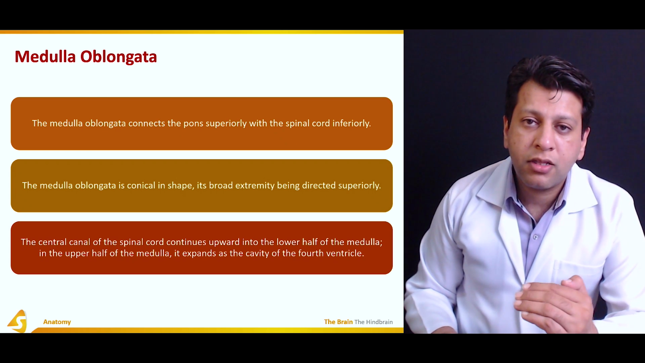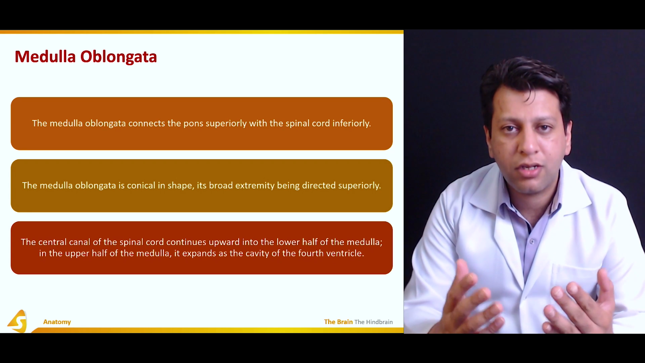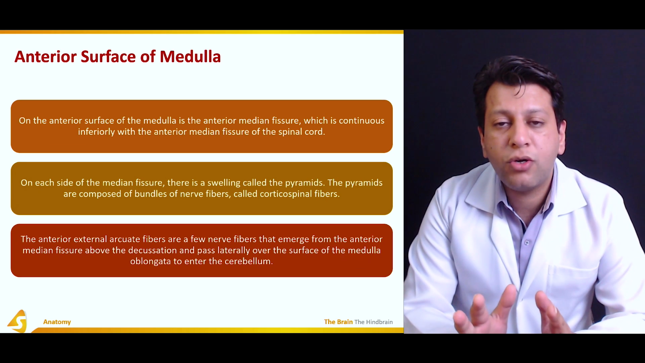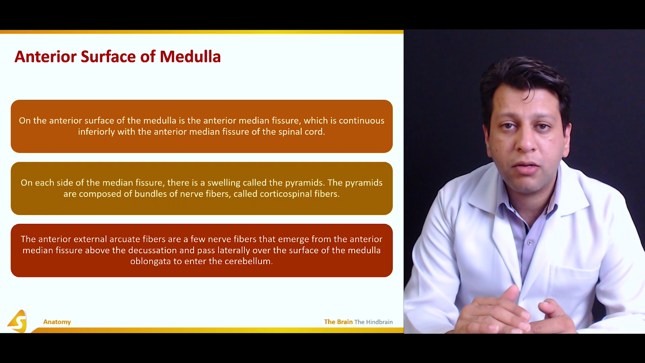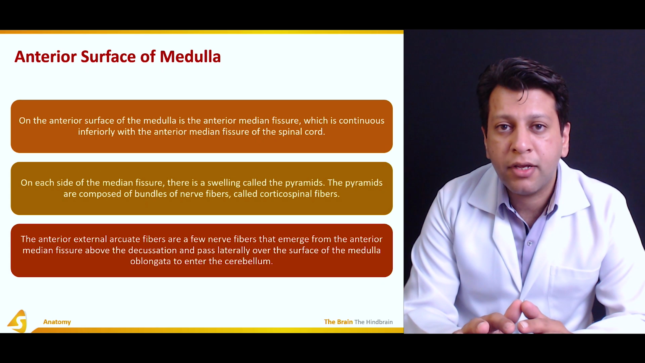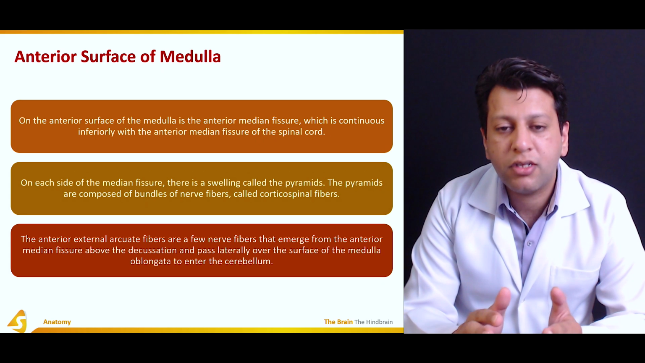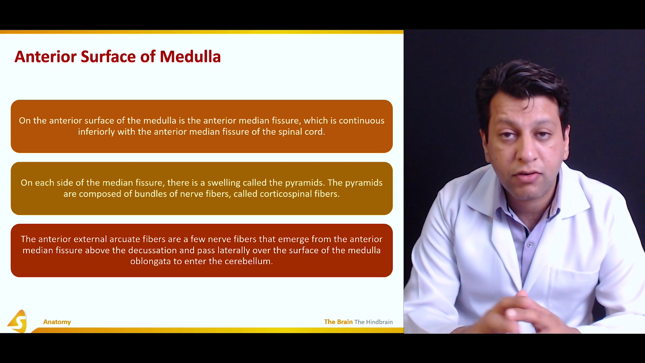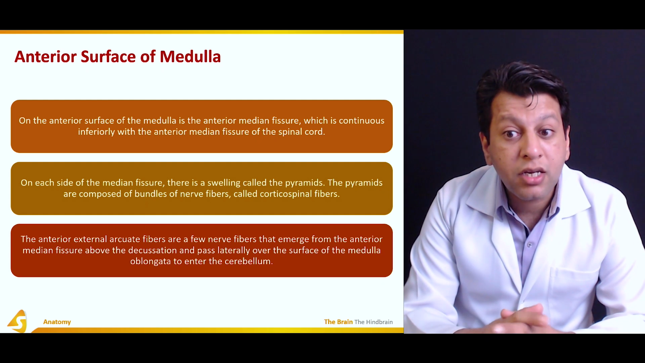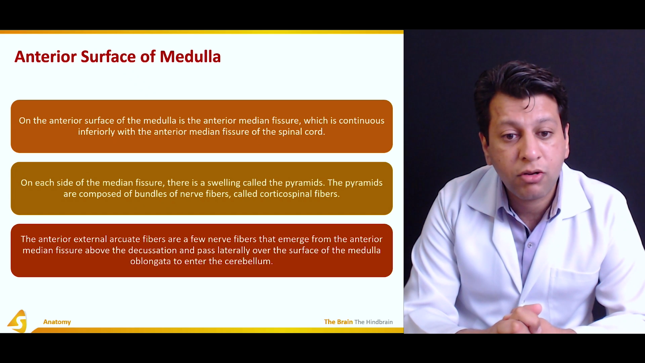Now remember, this is for the purpose of understanding. Actually, all these structures are connected to each other in the form of long fibers. If we view it dorsally, that is, just remove the cerebral hemispheres and view the hindbrain, when we view the anterior surface of the medulla oblongata, we see some different structures present on its surface. On the anterior surface of the medulla, there is an anterior median fissure which is continuous inferiorly with the anterior median fissure of the spinal cord.